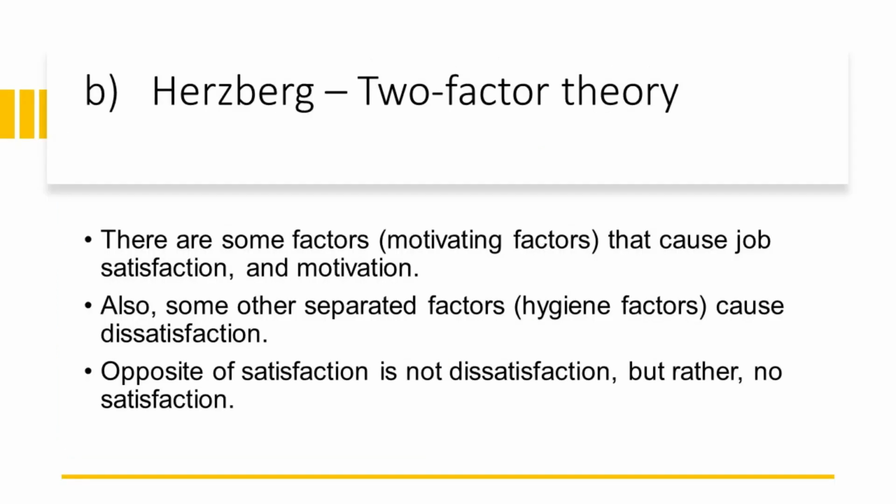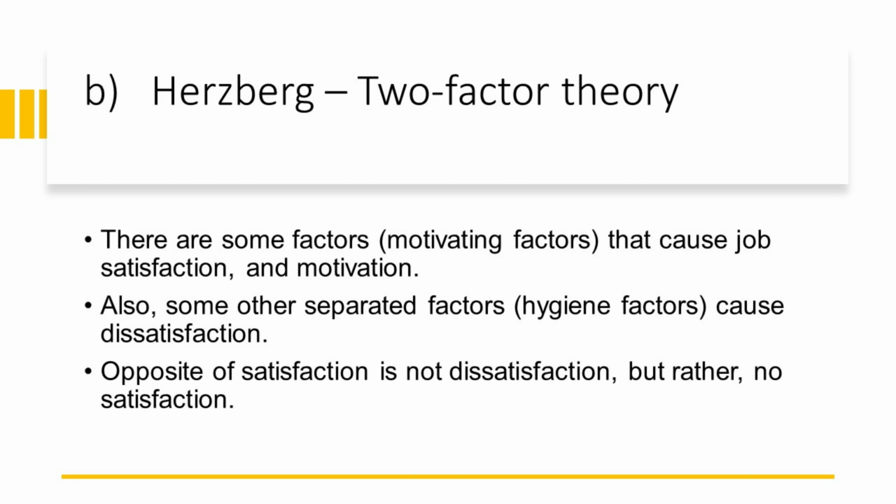Second content theory is Herzberg's two-factor. This theory is mainly related with organizational environment. In an organization, how people work. There are some factors which motivate us to work, and there are some factors which demotivate us to work. That is why it is called two factors theory.